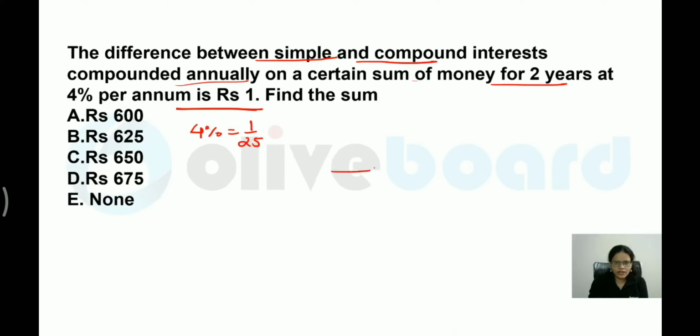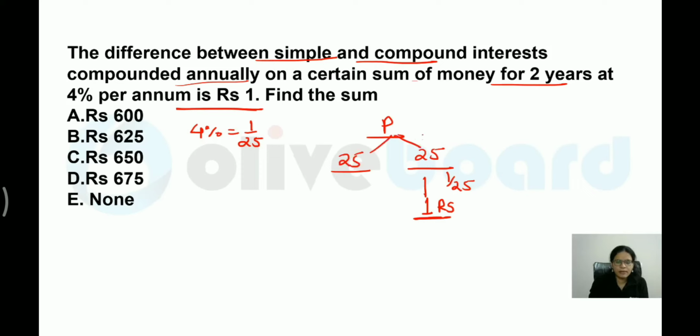Now when I'm talking about 2 years, draw the diagram. This is your principal. This is the difference over here. The difference is 1 rupee. When you are going back, this is 1 by 25. So what will you get? This will become 25. This will again become 25.